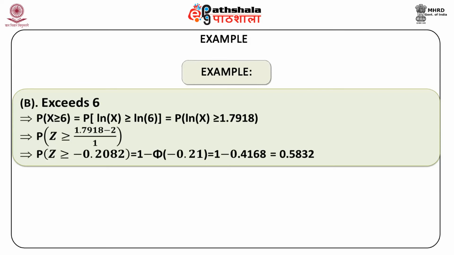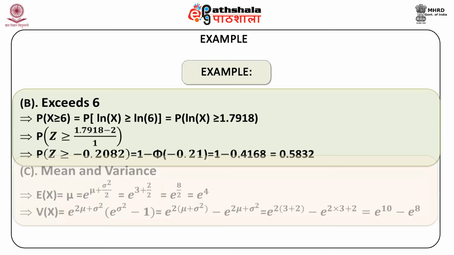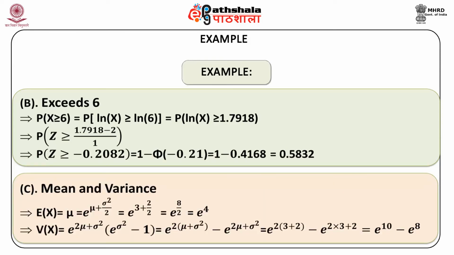The probability that x is greater than or equal to 6 is equal to the probability of log x greater than or equal to log 6, which is the probability of log x greater than or equal to 1.7918, which is the probability that z is greater than or equal to (1.7918 minus 2) divided by 1, which is z greater than or equal to minus 0.2082, which is equal to 1 minus phi of minus 0.21, which is 1 minus 0.4168, which is equal to 0.5832. C. Find the mean and variance if mean is equal to 3 and sigma equal to 2.